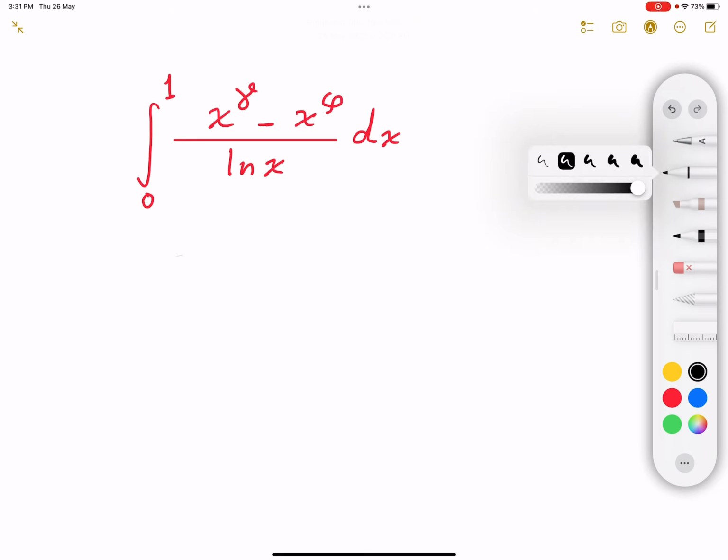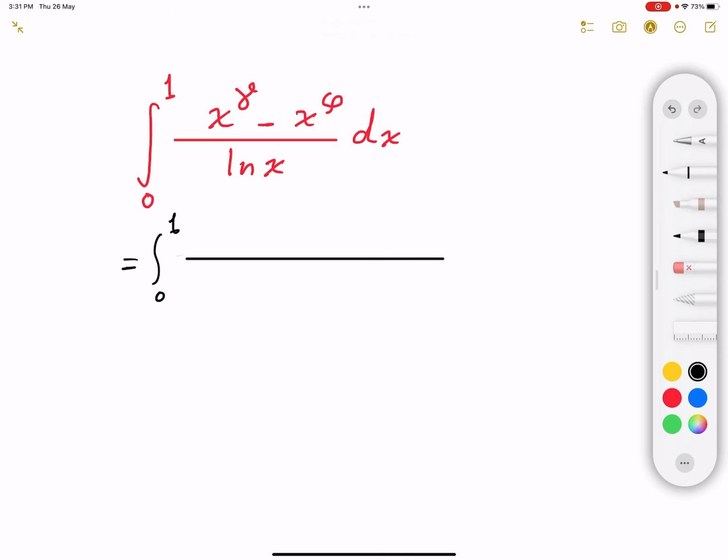First of all, I will subtract and add 1. So this is going to be equal to the integral from 0 to 1 of (x^γ − 1) minus, taking the minus as a common factor, (x^φ − 1). So I have subtracted 1 and added 1 and left x^γ and x^φ as they are, and everything has to be divided by the natural logarithm of x dx.